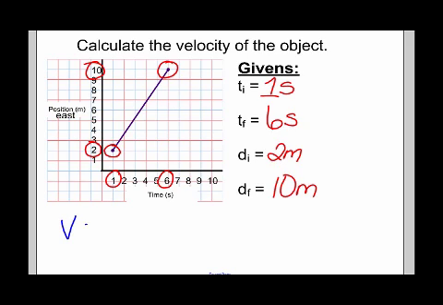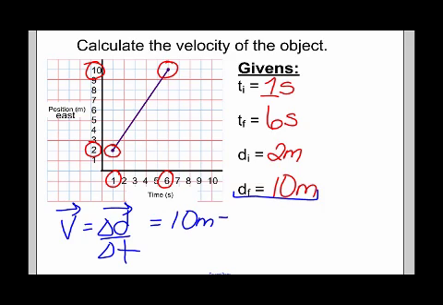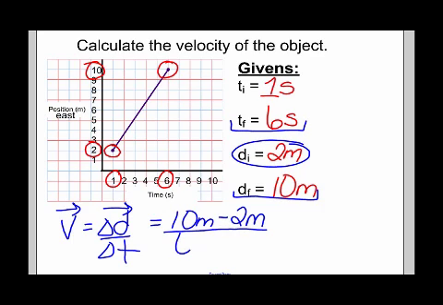I'll say V is equal to a change in d over change in t. This is asking me for velocity, so we're working with vectors. So to get that change in distance, I'm always taking final minus initial. So my final distance is 10 meters minus my initial distance of 2 meters over top of my final time of 6 seconds minus my initial time of 1 second. In this case, I end up with 8 meters on the top. 10 minus 2 is 8. 6 minus 1 is 5 seconds.